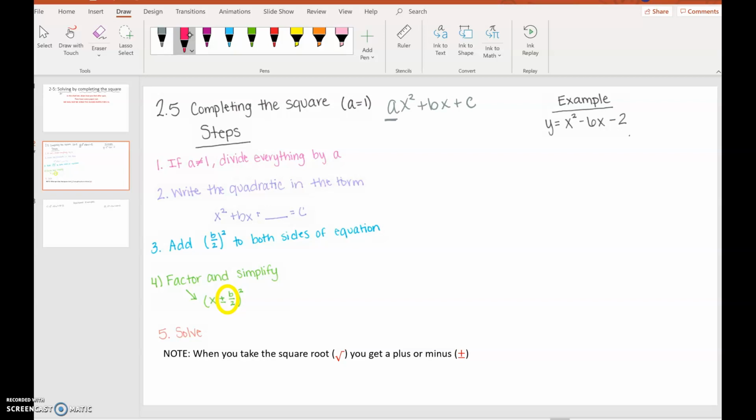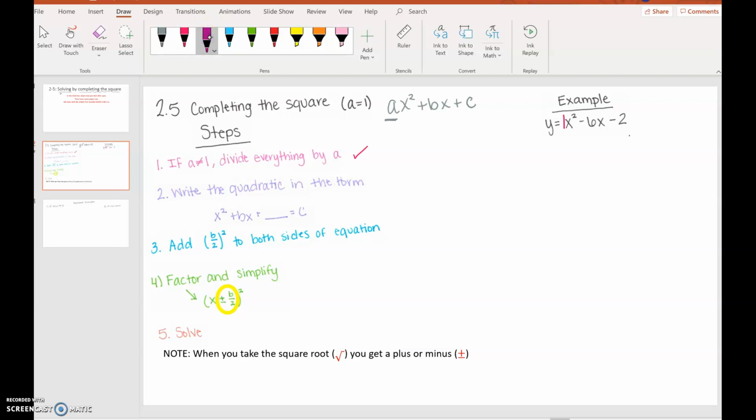So if a does not equal 1, divide everything by a. Well, I just told you that today we are going to be focusing on a being 1. So this step is done. We don't have to do anything for the ones for today. We will use that step when I see you all on Monday.